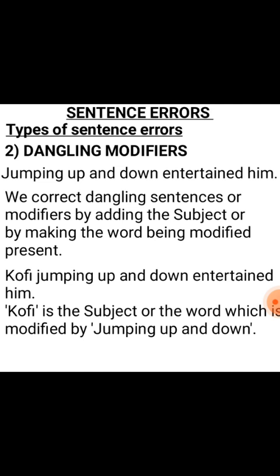Okay, so it is modifying Kofi. It is to tell us what Kofi is doing, which entertained the him over there. The him can be maybe a small boy, his brother. Since there is a him there, we know someone is there. Okay, so the him can be replaced with a name, and that means someone is there. So Kofi jumping up and down entertained Ajwa. Kofi jumping up and down entertained Bright. Yeah, we know.